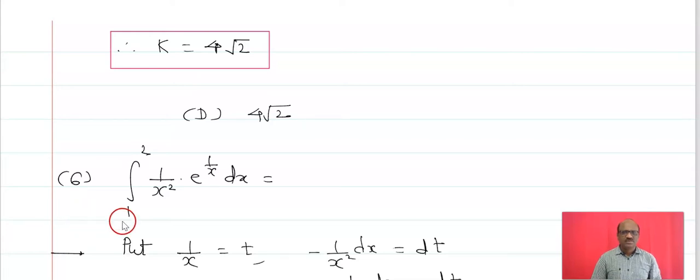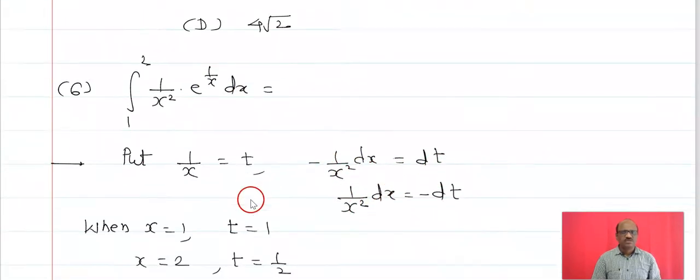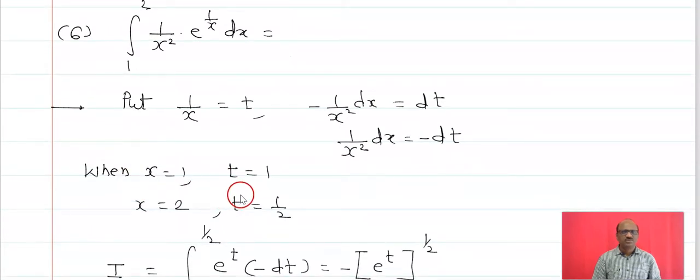Question number 6, integral 1 to 2, 1 upon x square into e raised to 1 upon x dx. Very simple integral. Put 1 upon x equals t, then minus 1 upon x square into dx equals dt. Therefore 1 upon x square dx equals minus dt. Lower limit x equals 1, then t equals 1, x equals 2, t equals 1 upon 2.